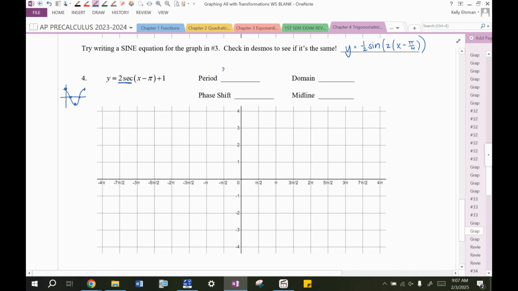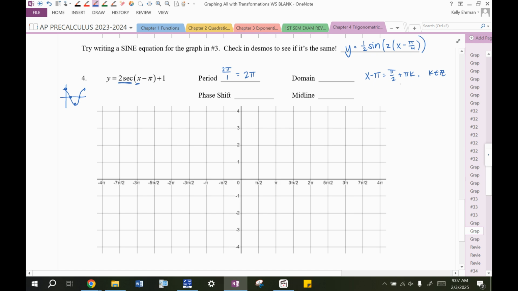The period is 2 pi divided by 1 because there's a 1 in front of the x, so just 2 pi. The domain, you know what? Let's do domain to start. X minus pi should equal pi over 2 plus pi k. This is from our notes yesterday.